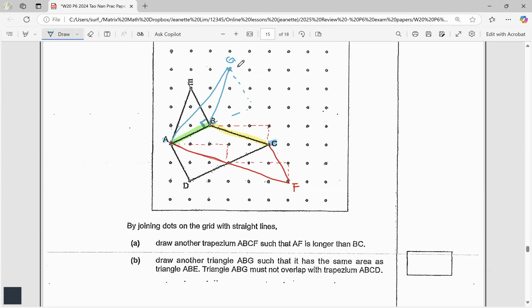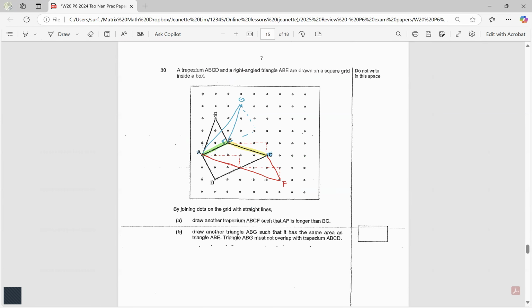So triangle ABG has the same base and same height. Even if you choose this dot here as G, you also get it right. ABG, that's fine, as long as it's the same height. Only 2 possible answers. Just make sure that the base and the height is the same. With that, that's the end of this paper. Downline 2024 is practice paper 3 for paper 1.